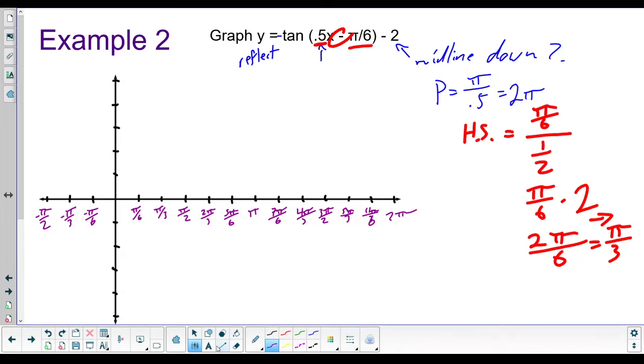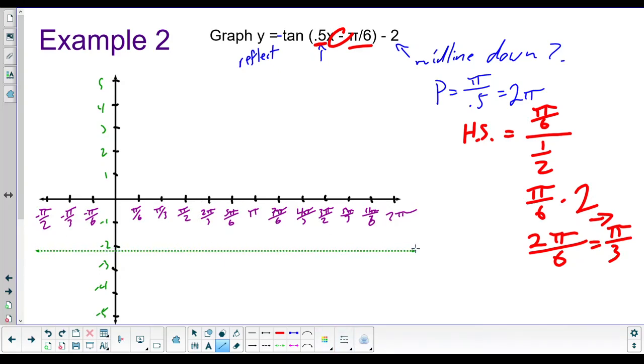Perfect. Now that we have all the important key features of our graph, we're going to go ahead and start graphing. So let's put our midline down. Forest green. It's going to be at -2. Let's go by ones this time. So this will be 1, 2, 3, 4, 5, -1, -2, -3, -4, -5. And we're going to put our midline at our K value.